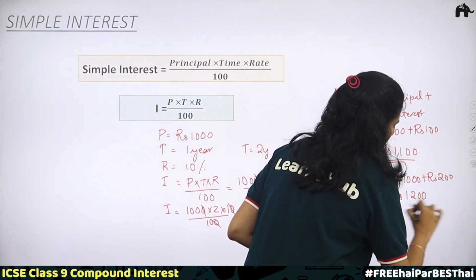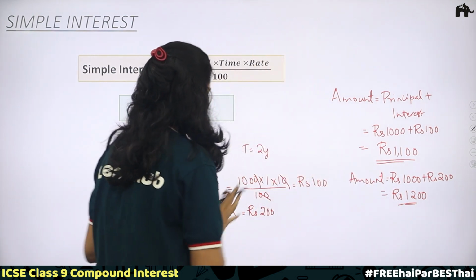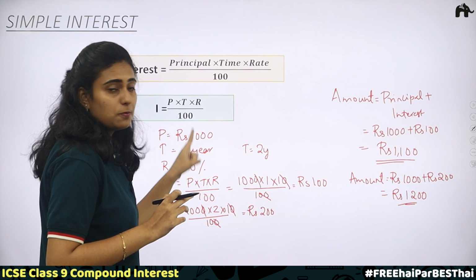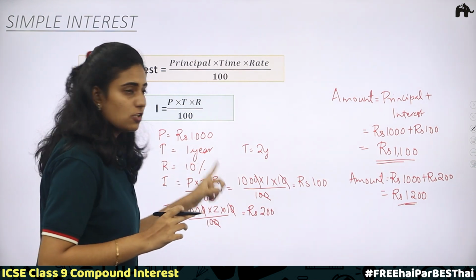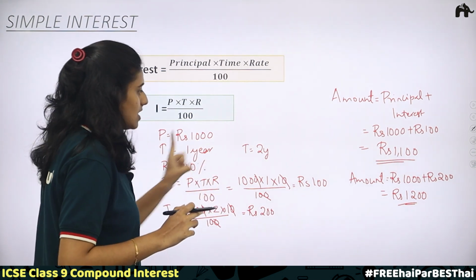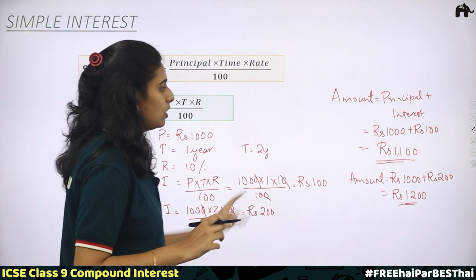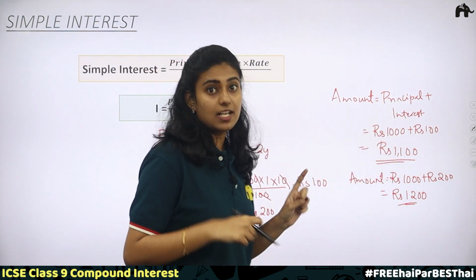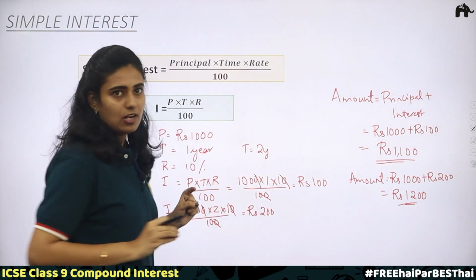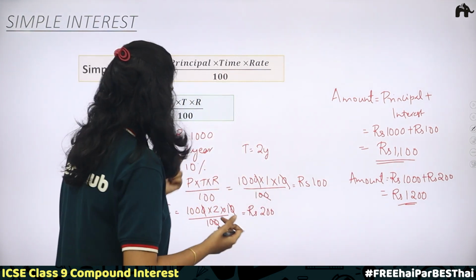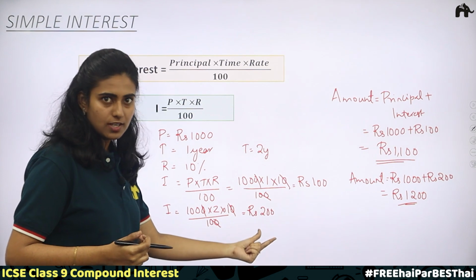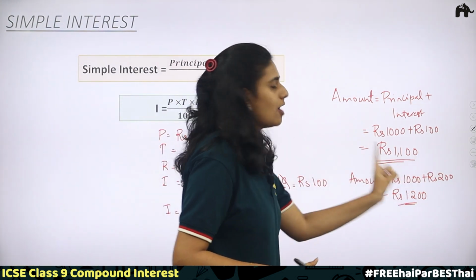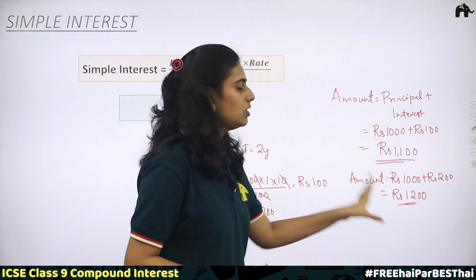So what did you understand? If the time is 1 year for a principal of amount rupees 1,000 with a rate of interest of 10%, then the interest will be rupees 100 and the amount will be principal plus interest, which is equal to rupees 1,100. If it is for 2 years, then the interest will be equal to rupees 200 and the amount will be equal to principal plus interest, 1,000 plus 200, which is equal to 1,200.